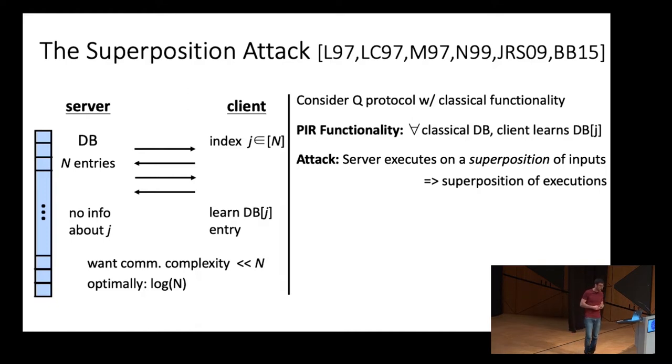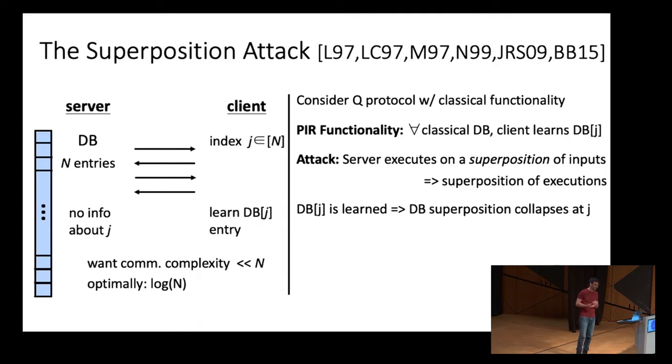This can be done. And what you get when you apply the protocol in superposition is a superposition of executions of the protocol. How does this help in showing something bad? In this execution over superposition, in the end, we are required that the client actually learns some value. It learns the jth entry of the database. And this actually means that the jth entry of the superposition will collapse to a classical value, because the client actually learned some value, and this value needs to be consistent with the database array that the server holds. So we know that the jth entry is going to collapse.